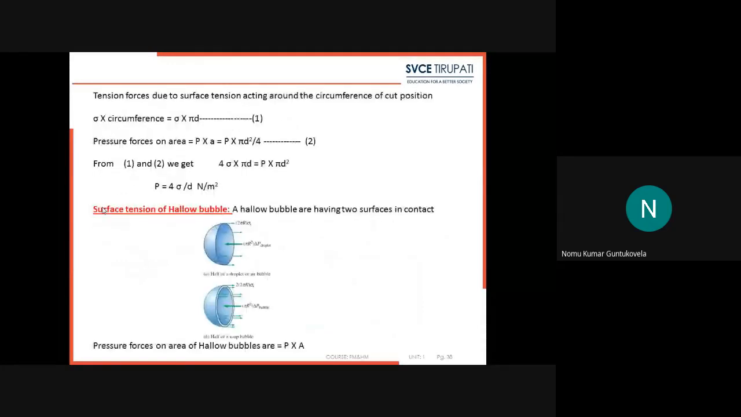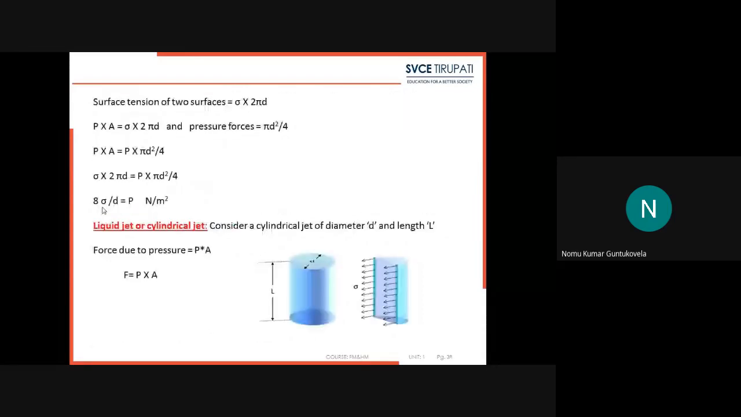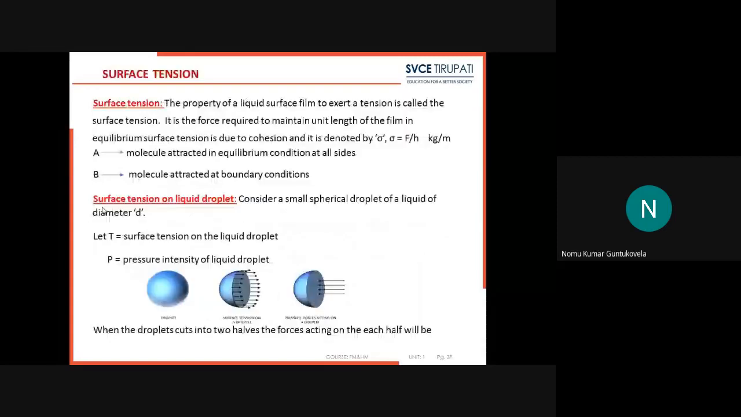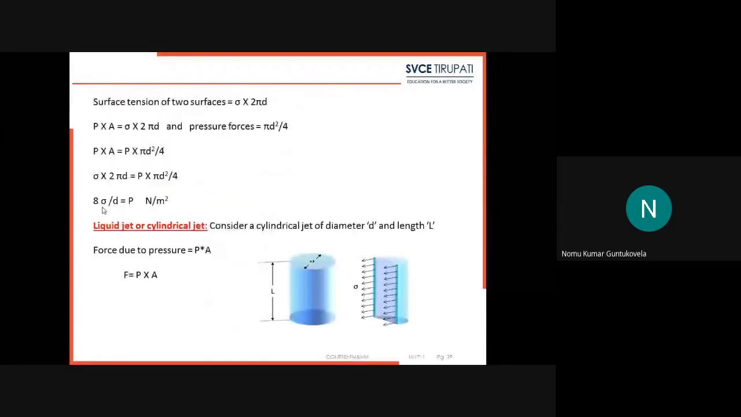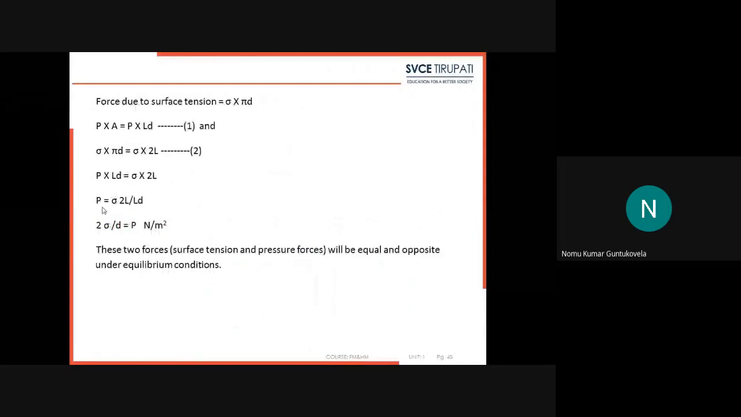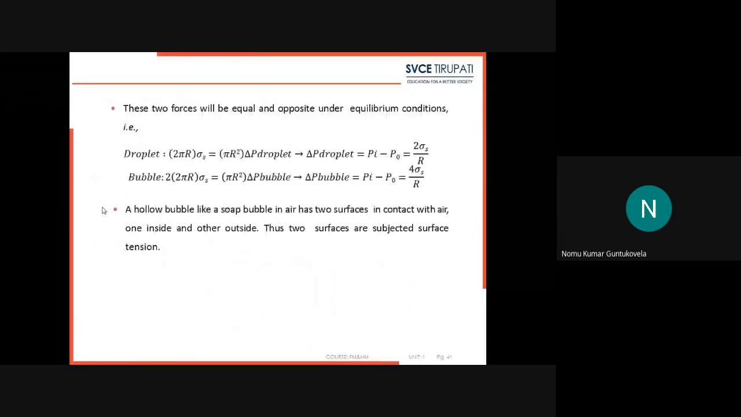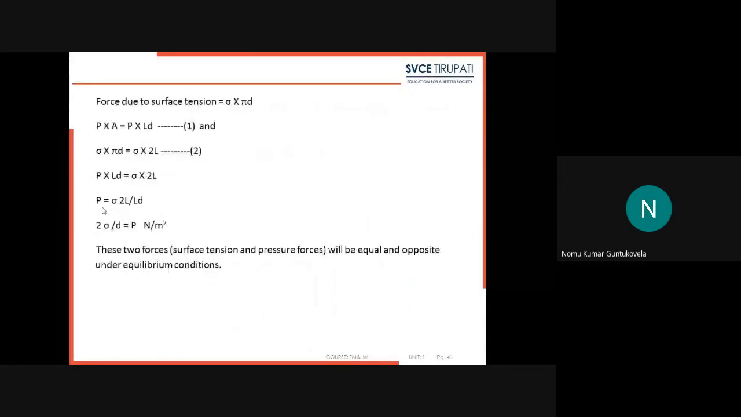For a liquid droplet, we have 4 sigma by d; for a hollow bubble it is 8 sigma by d; and for a liquid cylindrical jet it is 2 sigma by d. These are the important factors, and the units are Newton per meter square.